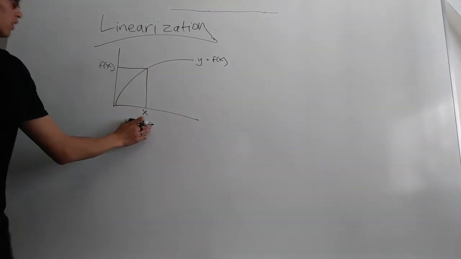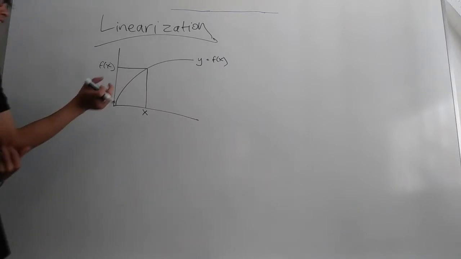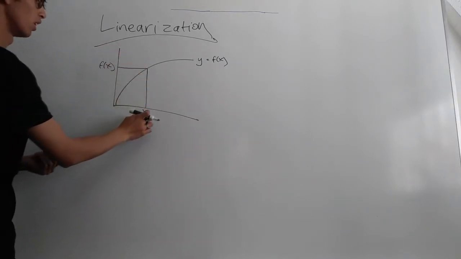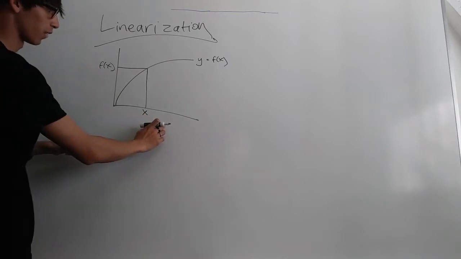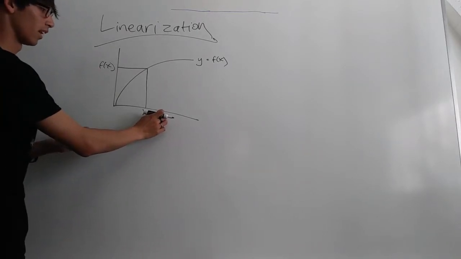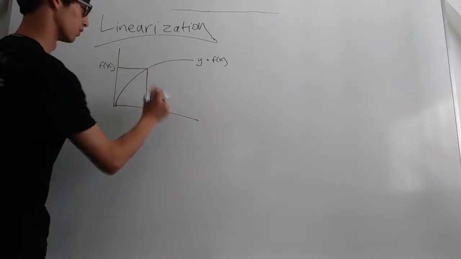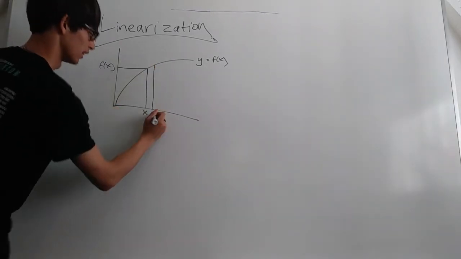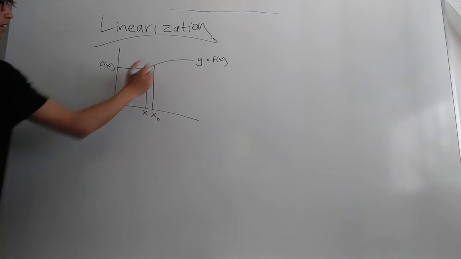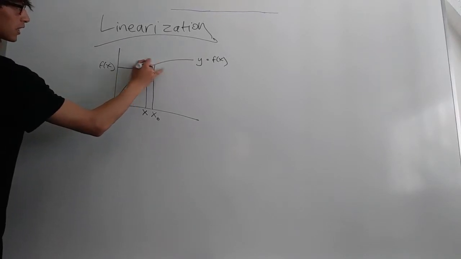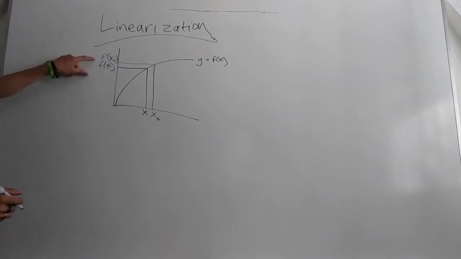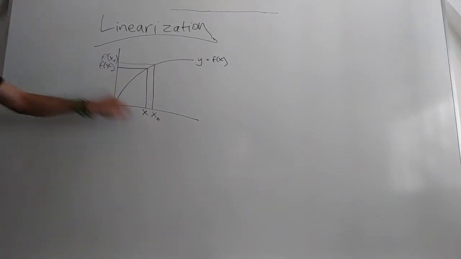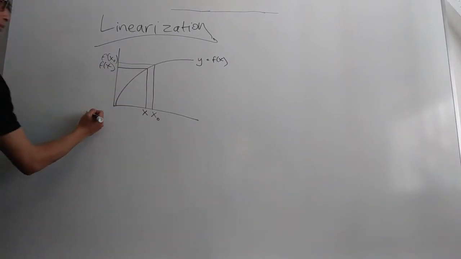So now, linearization is basically like asking, what is f of x if we know a point that's really close to it? So let's say this is xo, and that gives us this point, f of xo.